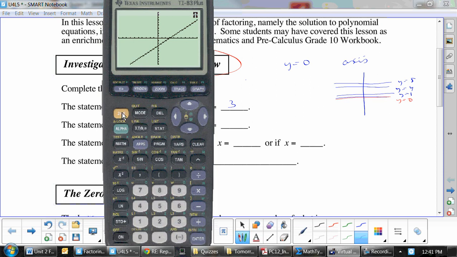So anyway, you go second, trace. What do I do next? 2. Then I get to the left side of it. Hit enter. Get to the right side of the x-intercept. Hit enter, and then enter again.